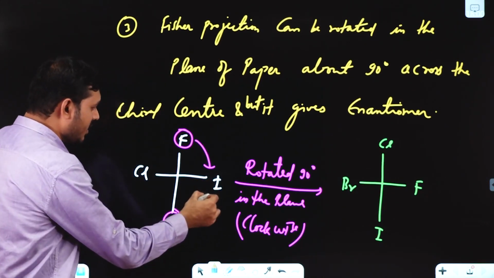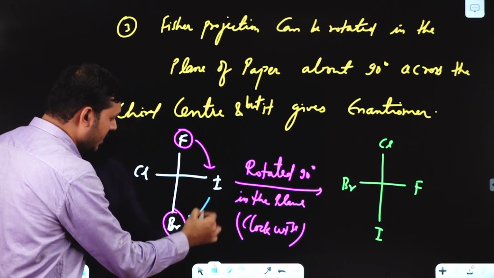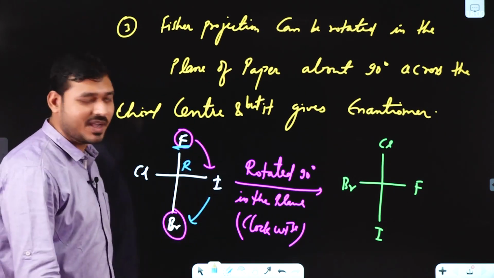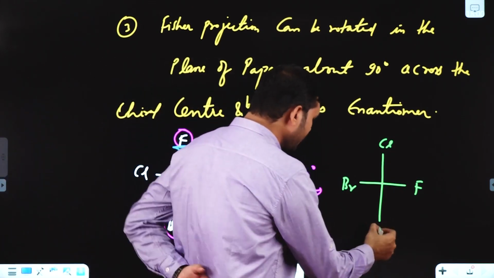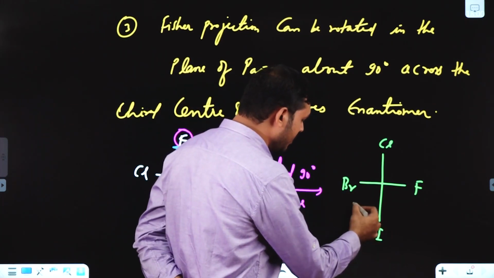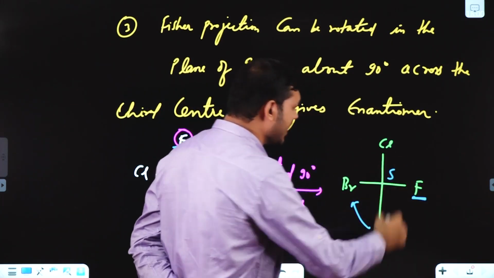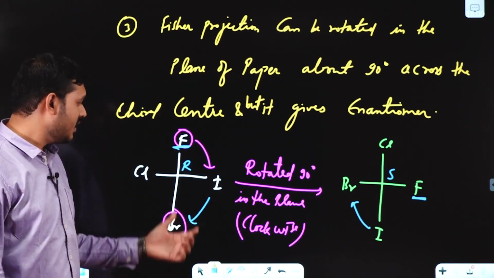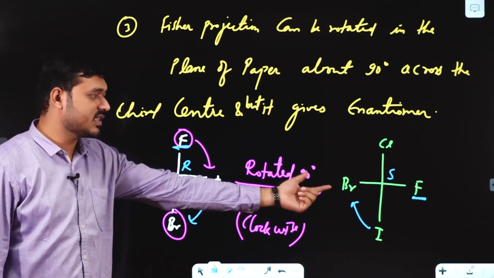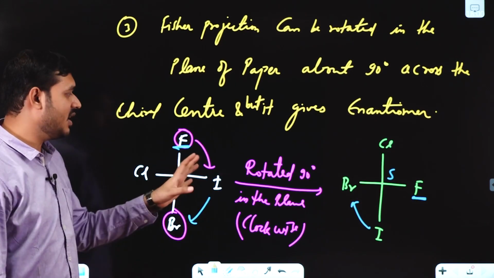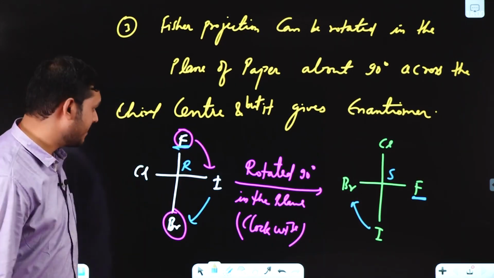If I say this one, iodine to bromine, it is clockwise, and fluorine here, so this has R configuration. Now check this one, iodine to bromine, it is clockwise, but now fluorine is here, so it has S configuration. So you can see this compound has R configuration and that has S configuration, so they are enantiomers of each other.